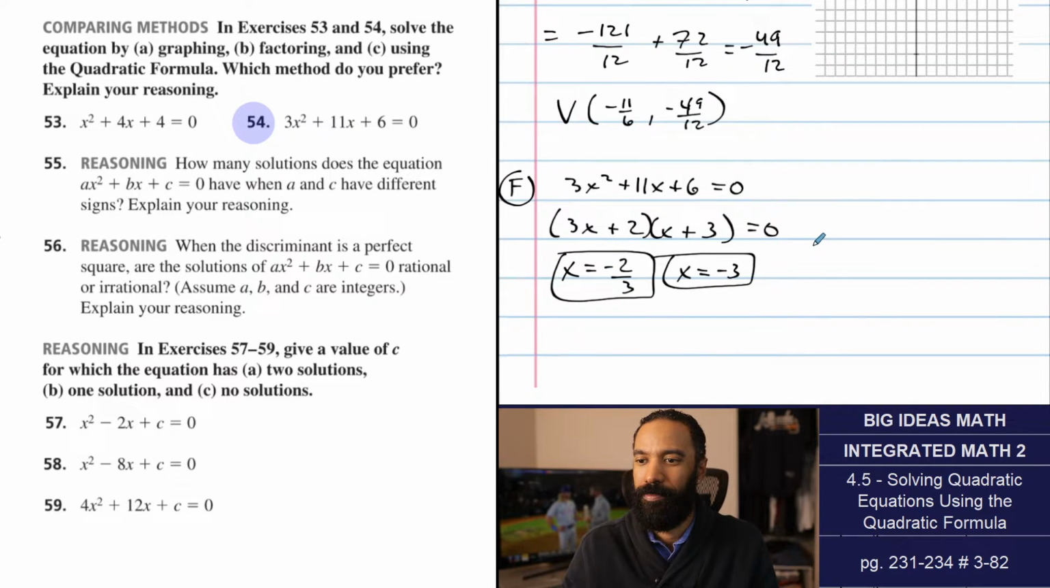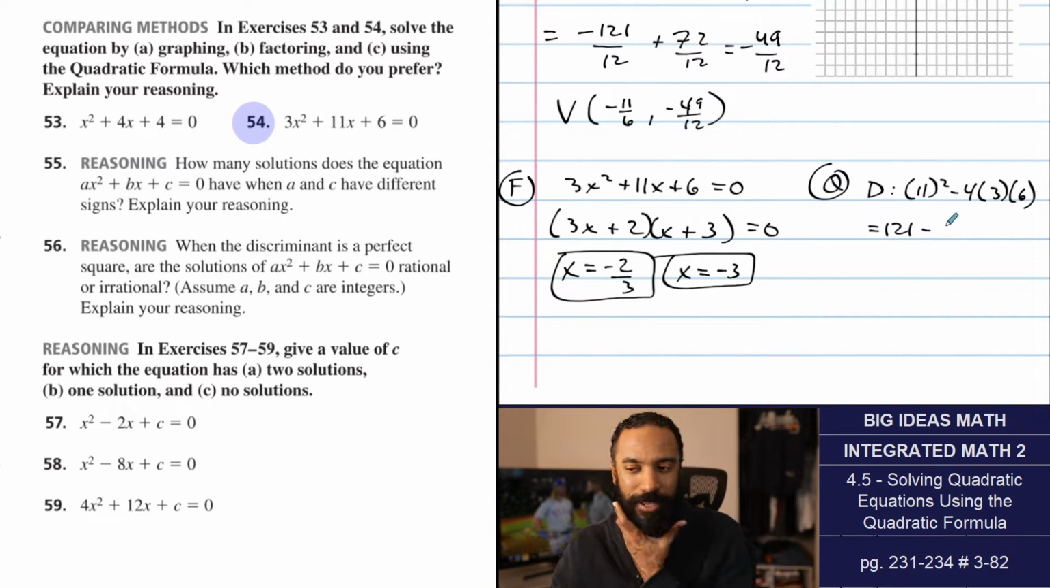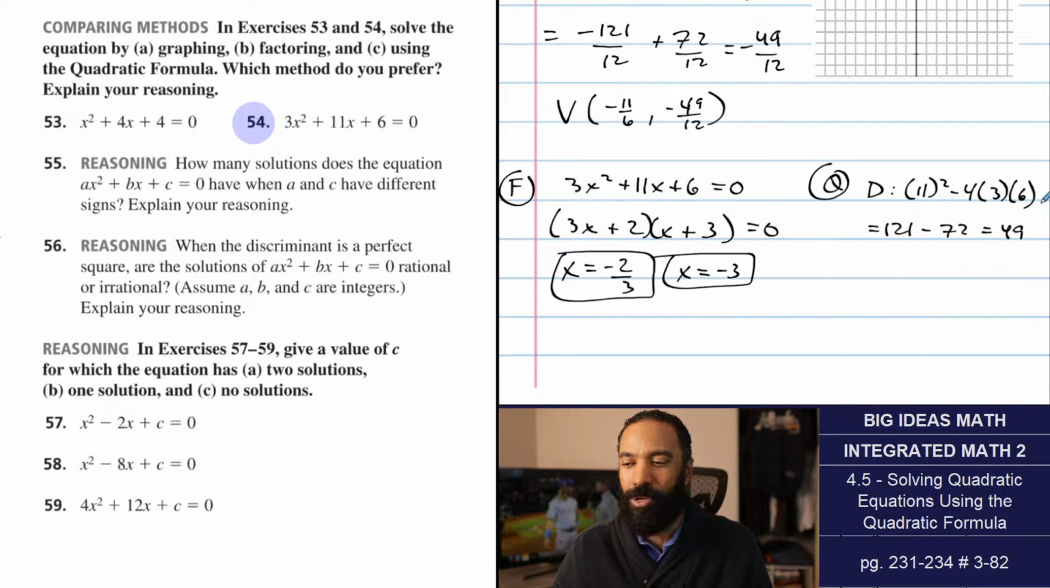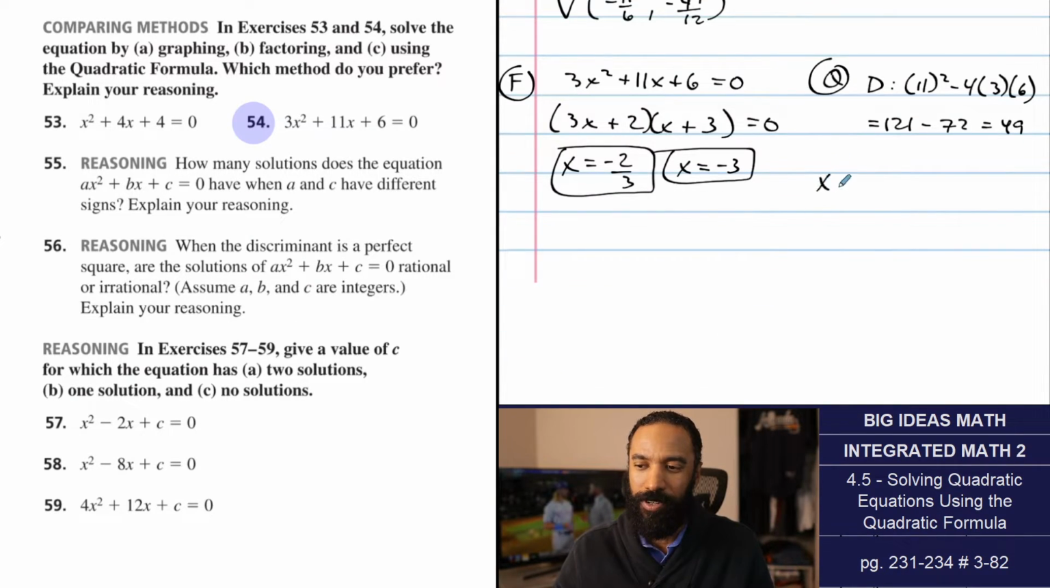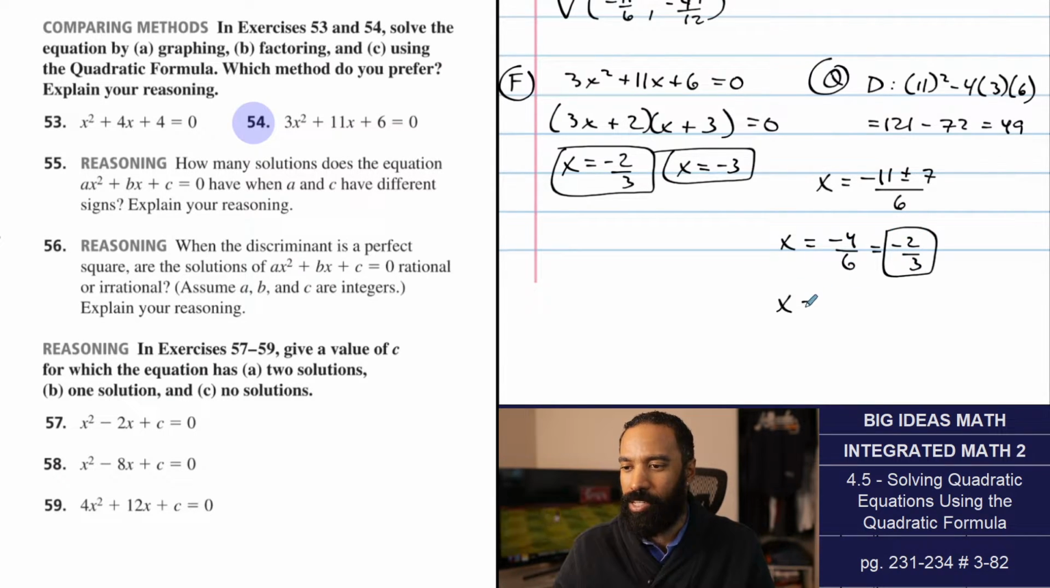Quadratic formula. Discriminant is b squared minus 4ac, which is 121 minus 72. Oh, here's that 49, by the way. So there's 49. That's where this works out. So x equals negative b plus or minus the square root of b squared minus 4ac all over 2a. So x equals negative 11 plus 7 is negative 4 over 6, which is negative 2/3. And x equals negative 11 minus 7, negative 18 over 6, which is negative 3.